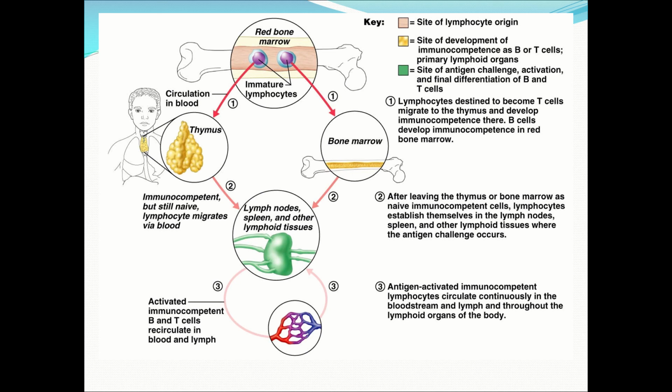In step 2, after leaving the thymus or bone marrow as naive immunocompetent cells, lymphocytes establish themselves in the lymph nodes, spleen, and other lymphoid tissues where the antigen challenge occurs. In step 3, the antigen-activated immunocompetent lymphocytes circulate continuously in the bloodstream and lymph and throughout the lymphoid organs of the body.